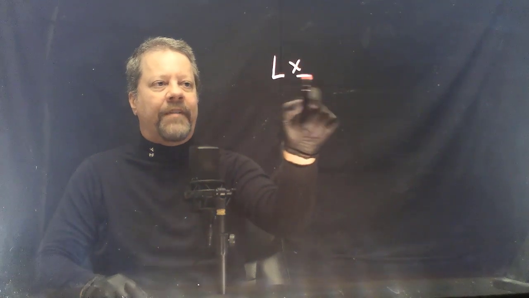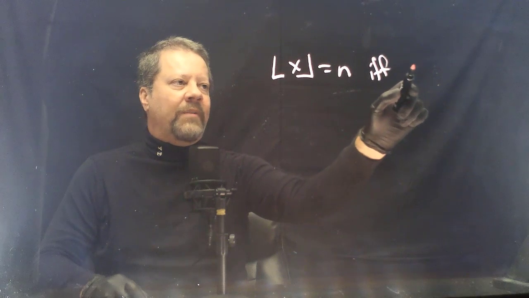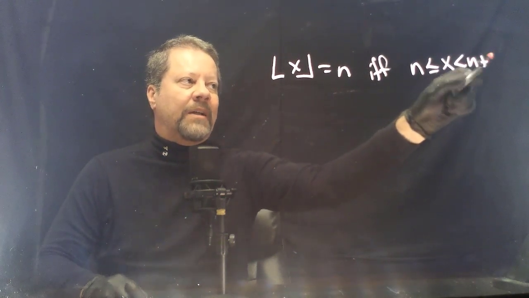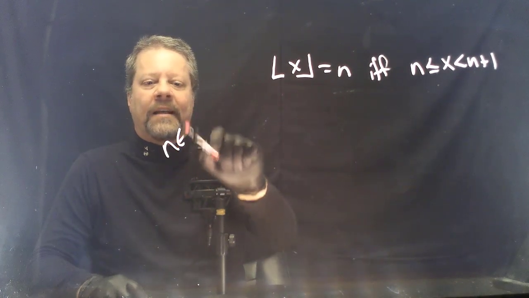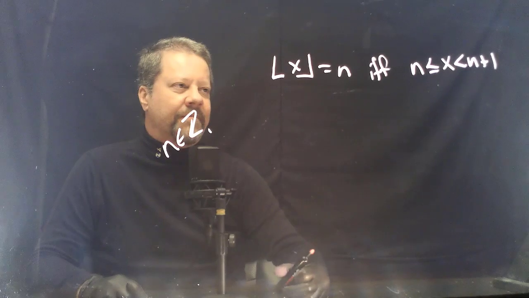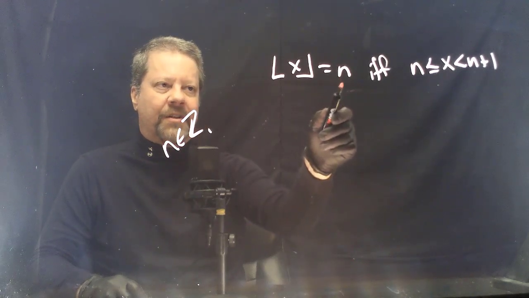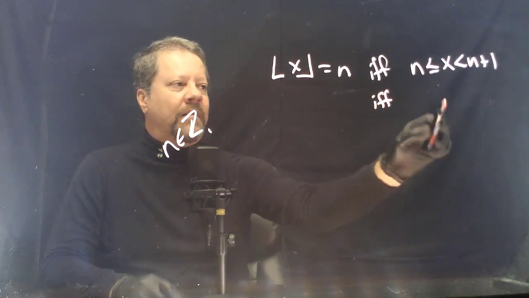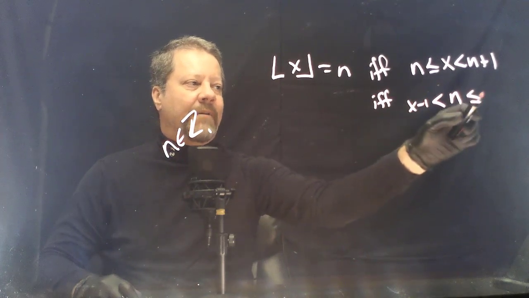When does the floor function of x equal n? Only when n is less than or equal to x is less than n plus 1. We're assuming, of course, that n is an element of the set of integers. So if the floor function outputs an integer, which x is, n will be greater than x minus 1 and less than or equal to x.